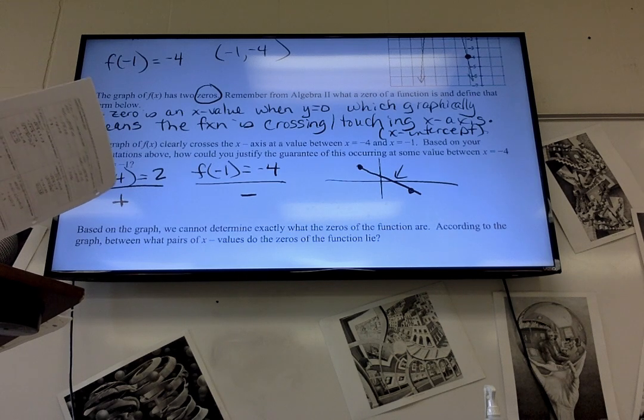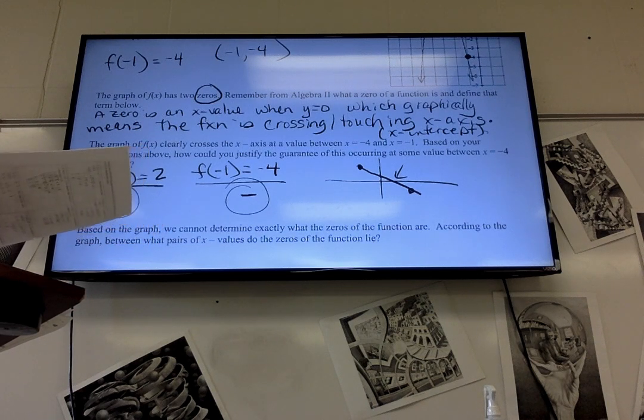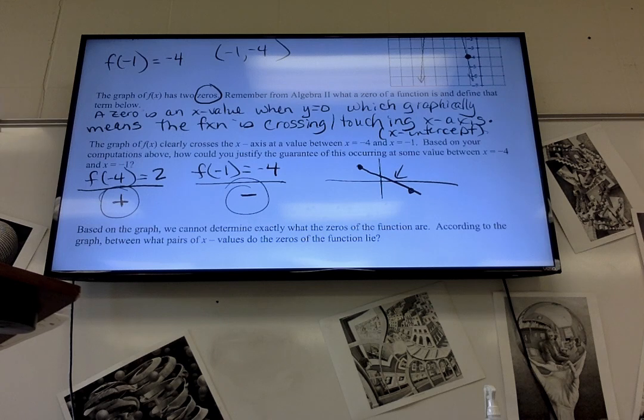Well, it's not written very eloquently, but that's why. Because I'm going from positive to negative, or vice versa, if I was going from negative to positive, I would know it had to cross the x-axis.